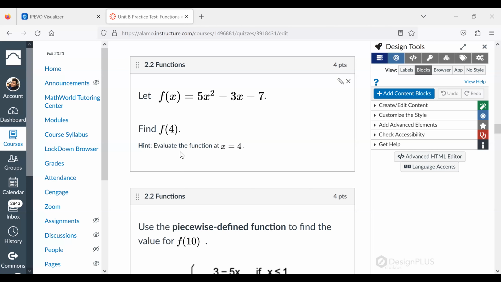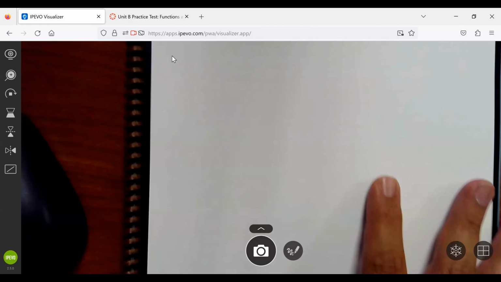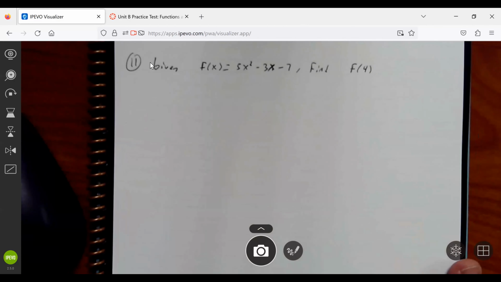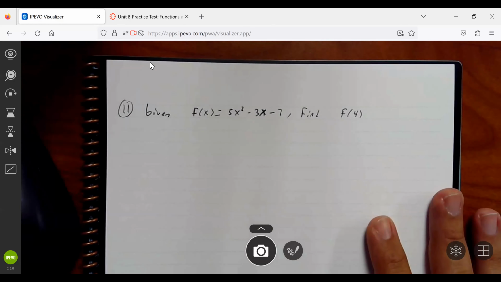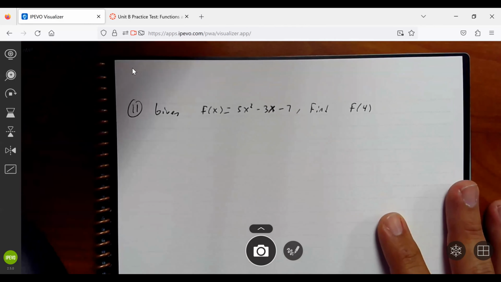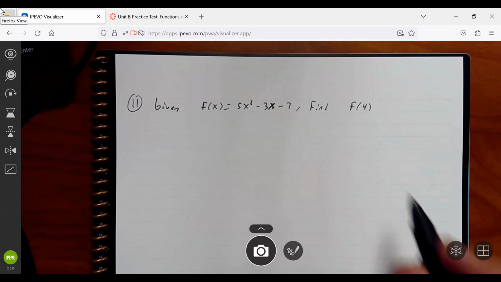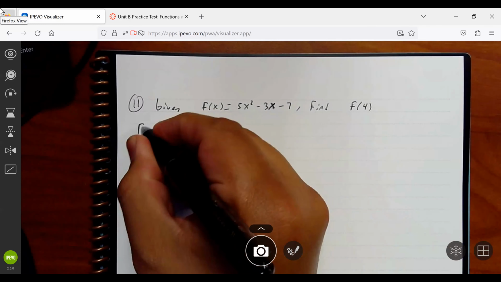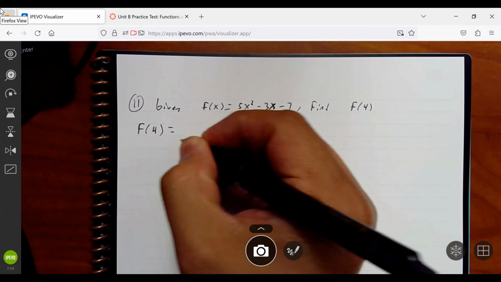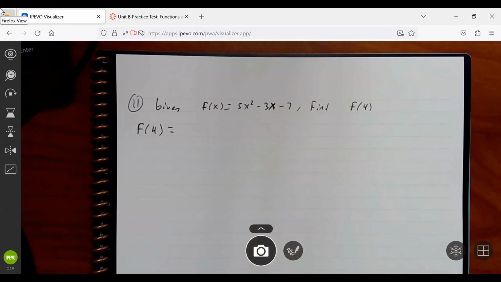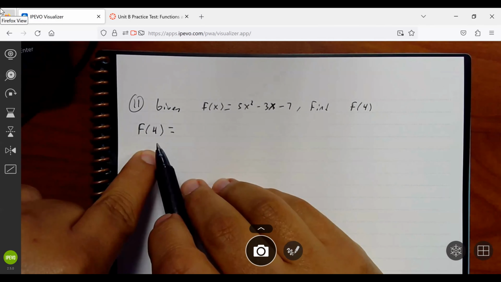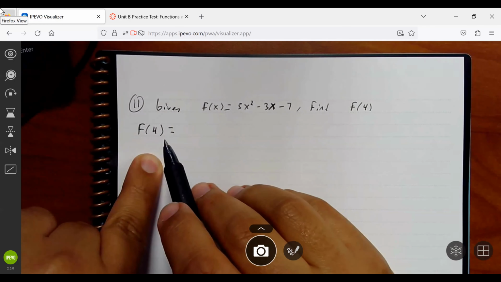So all we gotta do for this question is find f of 4. What does f of 4 mean again? What is that telling us to do? To substitute x as 4. Yeah, that's it. This is the input. So it wants the output. What happens?